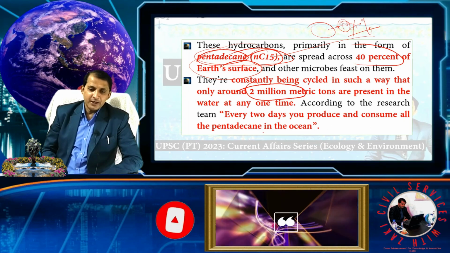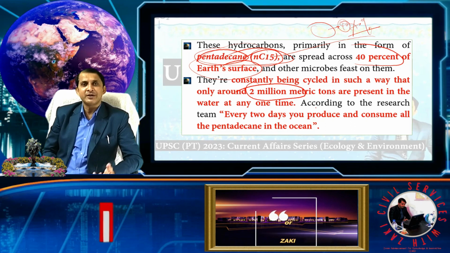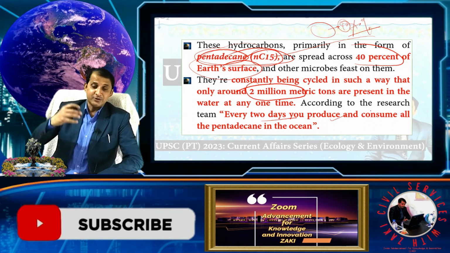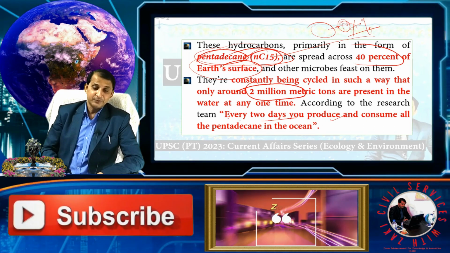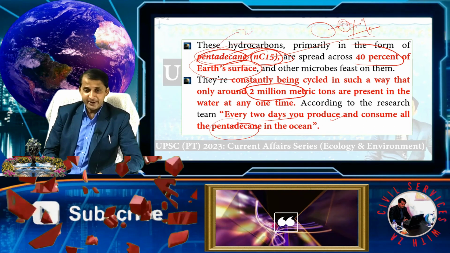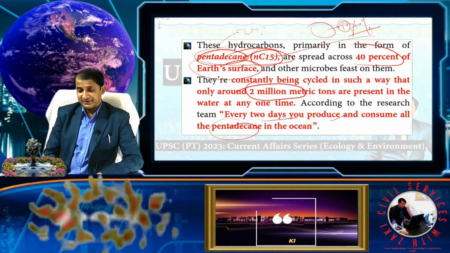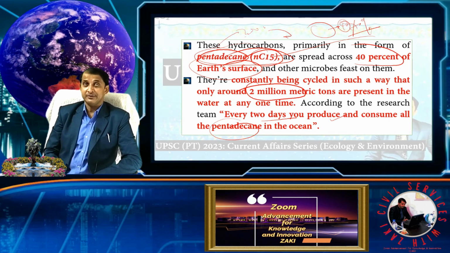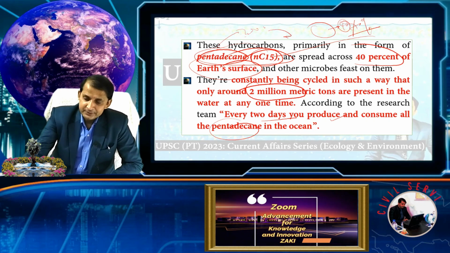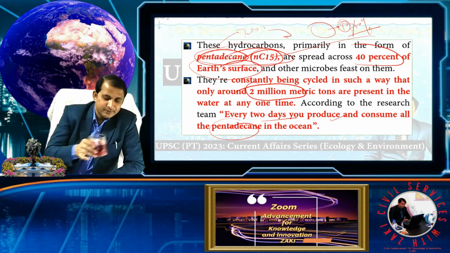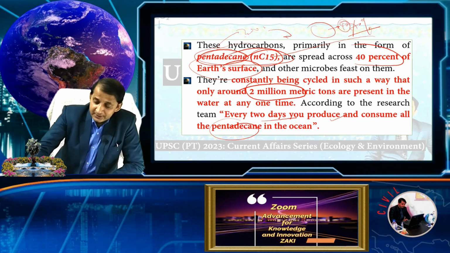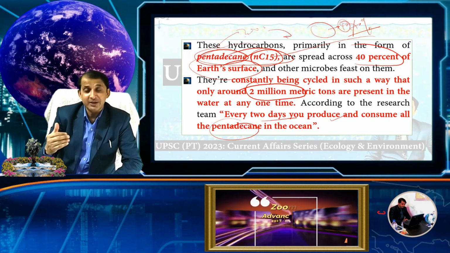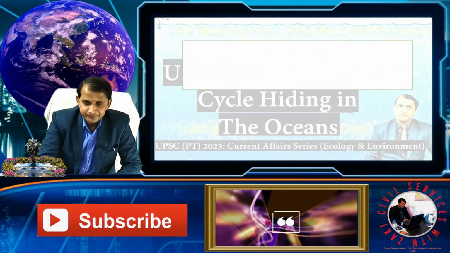archaea. According to the research team, every 2 days pentadecane is produced and all consumed in the ocean. So if you produce 300 million metric tons, then you also consume 300 million metric tons. It means in 2 days these cycles are completed by these bacteria and archaea. So it is a huge hydrocarbon cycle.